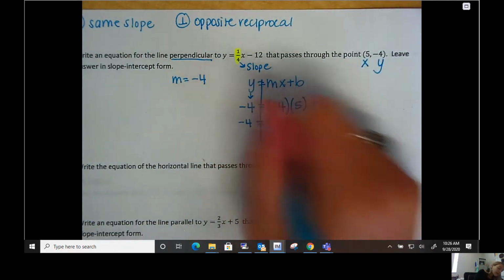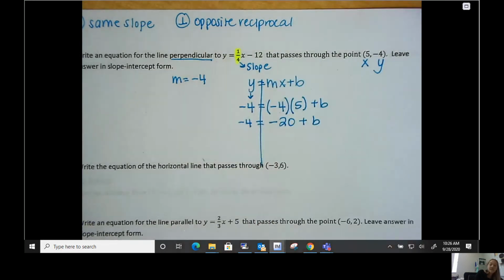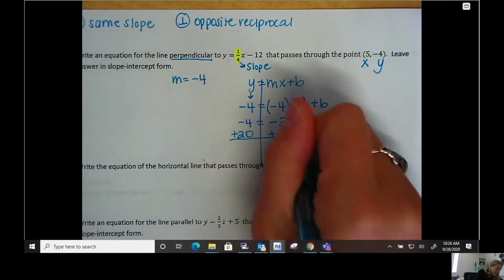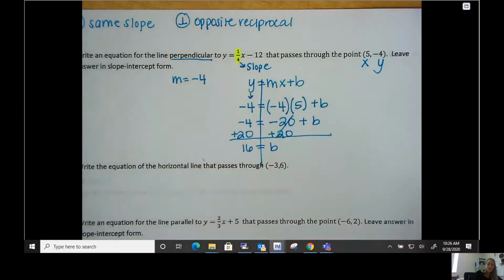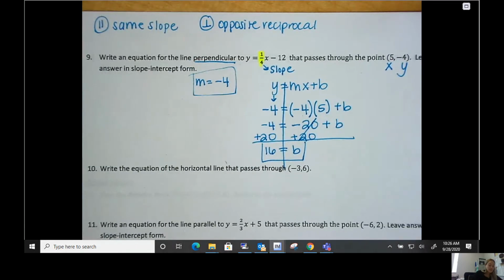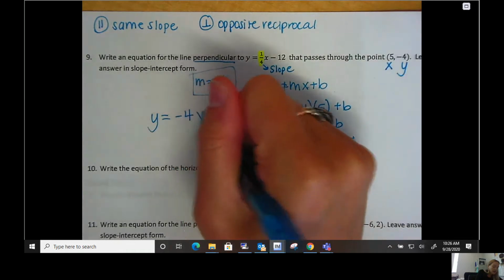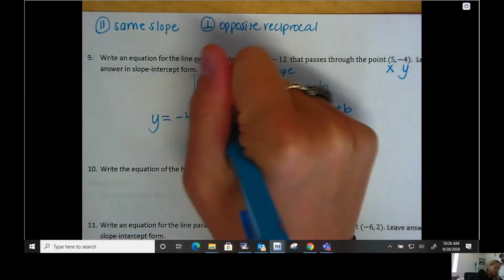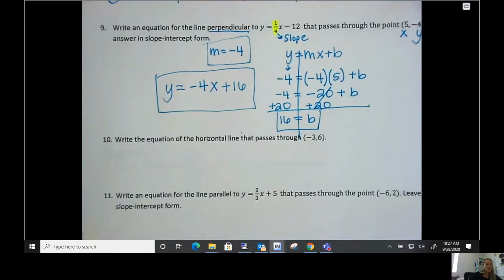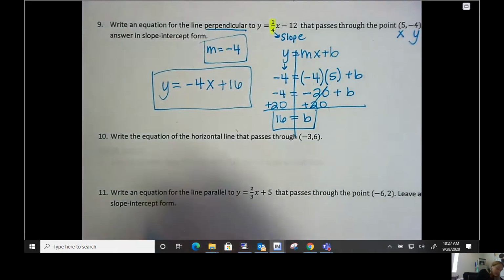First thing I'm going to do is multiply. -4 times 5 gives me -20. And then to get the b by itself, I add 20 to both sides. So I get 16 equals b. So I have my slope, I have my b. Last step is to take them and plug them into the equation. Y equals, instead of m, I put -4x, and then plus my b value is 16. There is my equation.